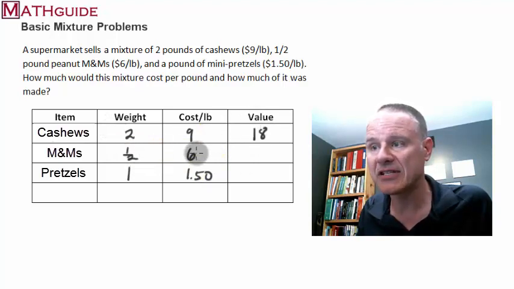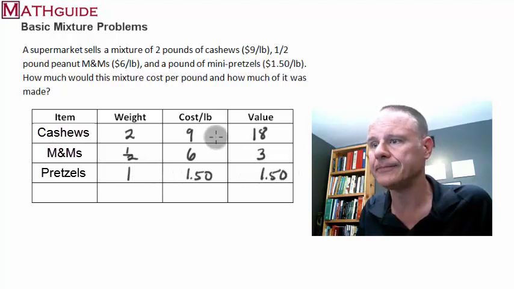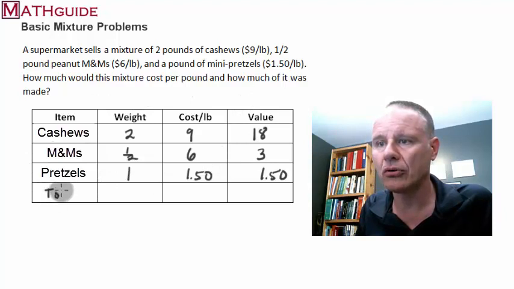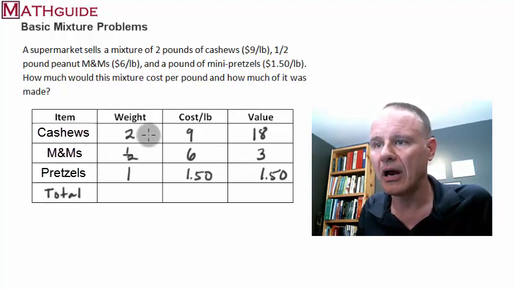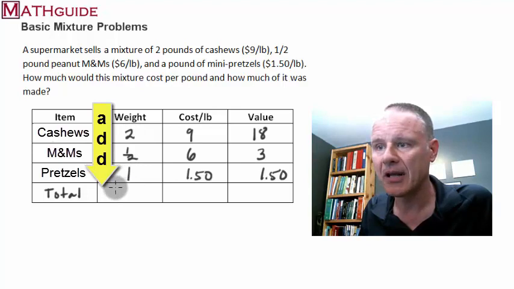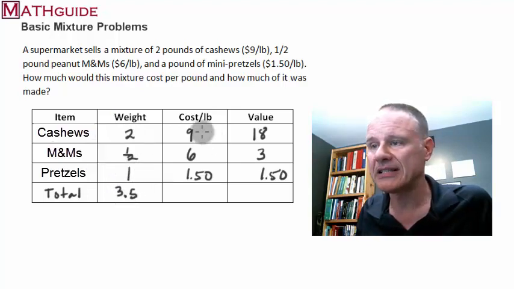A half times 6, or half of 6, is $3 worth of M&Ms. And then we've got 1 times $1.50. We've got $1.50 of mini pretzels. All right, now part of the problem is figuring out what the total looks like. All right, well, our total is going to be, well, let's see, what's the total weight? So 2 plus a half plus 1, that's 3.5. And I'm just going to use decimals here. Let's see, cost per pound.